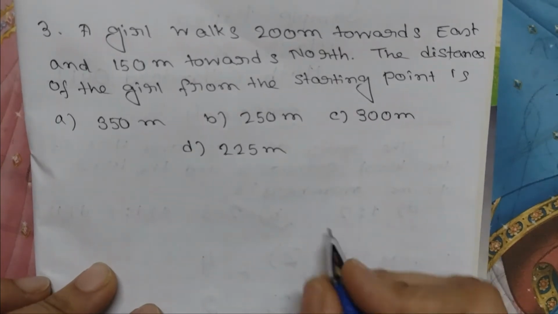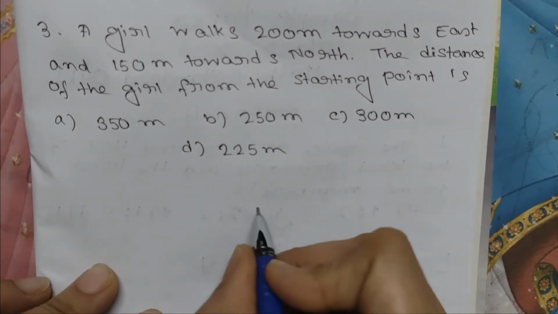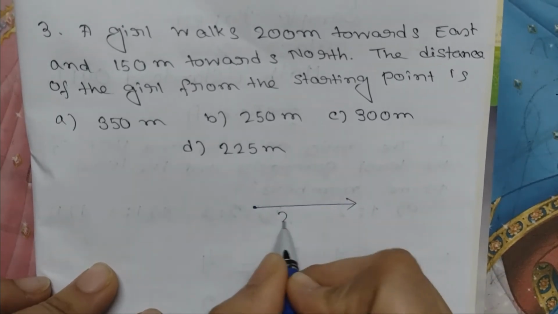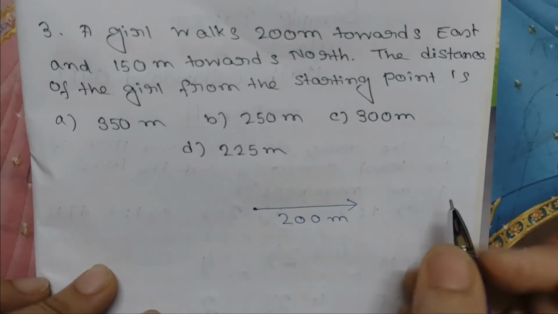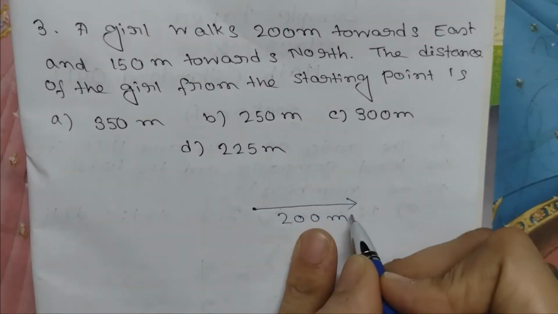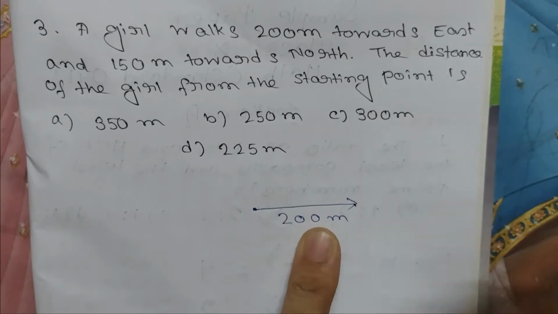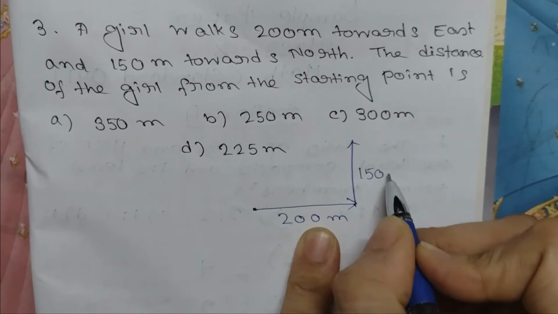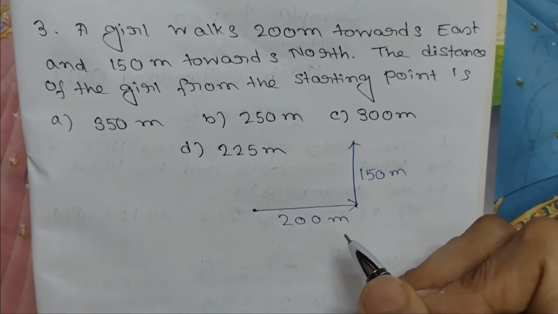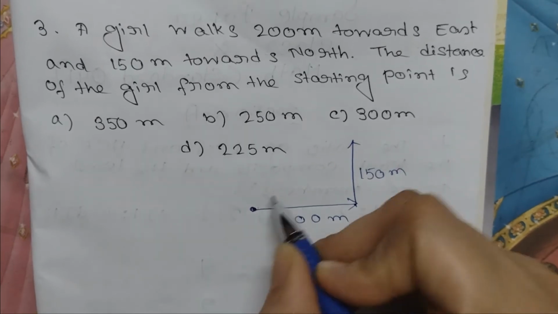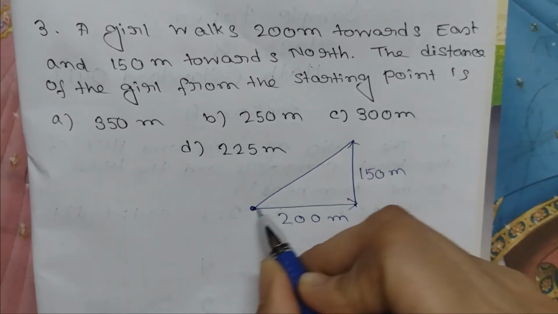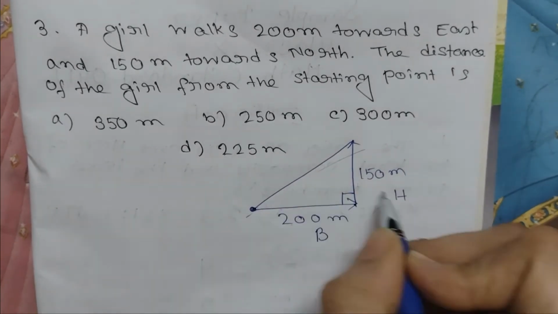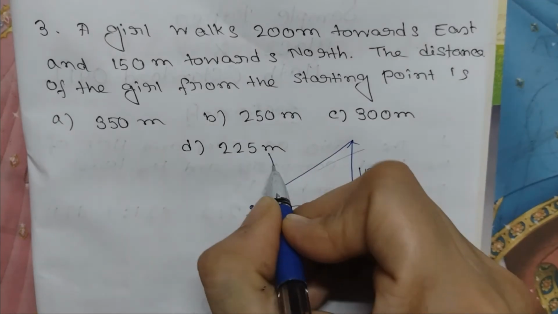It says that a girl walks 200 meter towards east. Suppose this is the starting point. The girl walks 200 meter towards east, so this distance is 200 meter. Now from that point she walks 150 meter towards north, and this distance is 150 meter. The distance of the girl from the starting point is this one. So this is a right angle triangle, with a base, a perpendicular, and this is the hypotenuse.